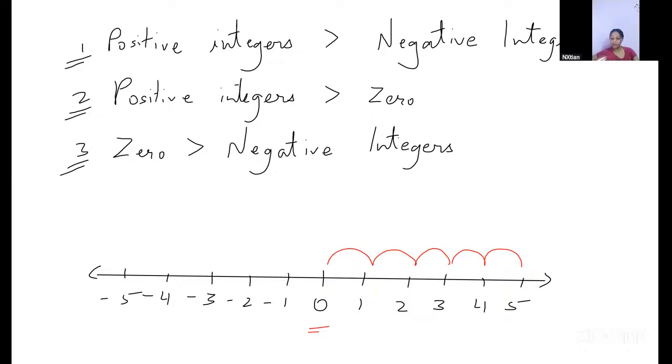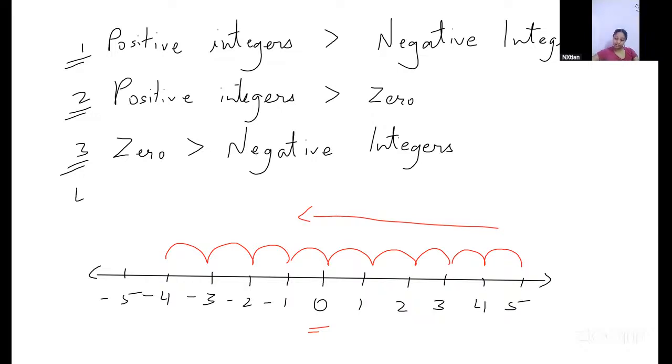Then minus 1 is smaller than 0, because this is a decreasing order. And then minus 2 is smaller than minus 1. Minus 3 is smaller than minus 2. Minus 4 is smaller than minus 3. Understanding? All right, so that gives us the fourth one.